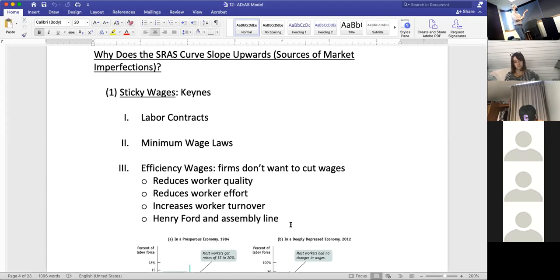Why might a wage cut reduce productivity? Well, I've got some things up here, right? One is it reduces worker quality if you cut wages. So think of it this way. If I've got a business and I say, listen, times are bad, right, because of COVID, I'm going to cut all of your wages 10%. What's going to happen? What are my best workers going to do?